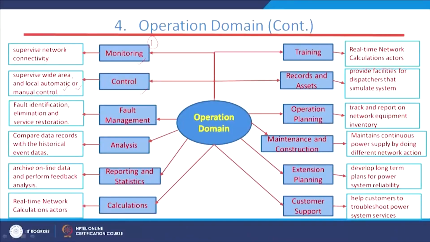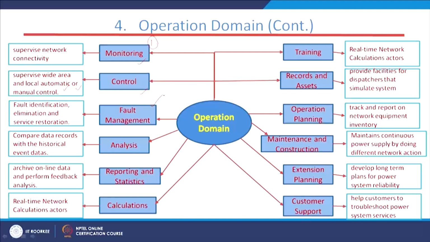That is what is written here: supervise wide area and local automatic or manual control. To make it clear, in the smart grid era we are no longer dependent on manual control, rather we are going to be dependent completely on automatic control systems. And the third one is the fault management component. The fault management system helps in identifying a fault which has been incepted in the smart grid system, and also helps in its elimination and further service restoration.